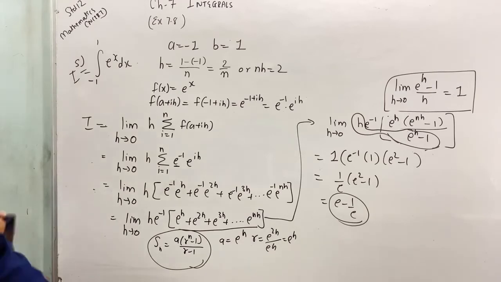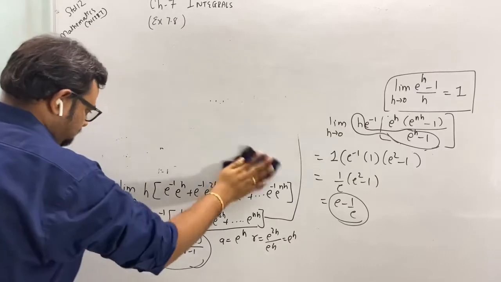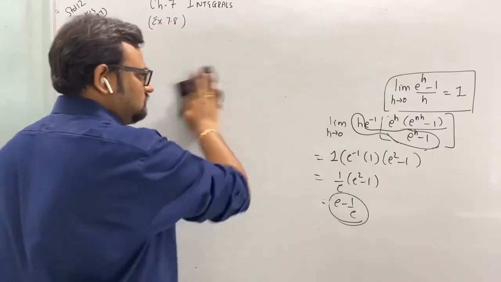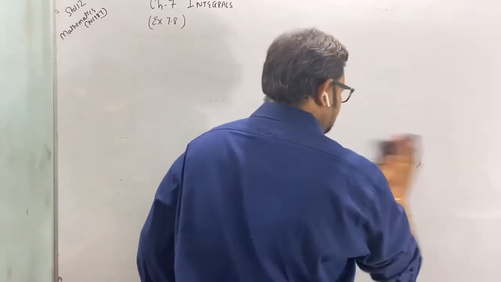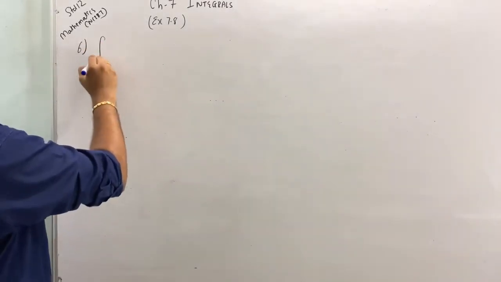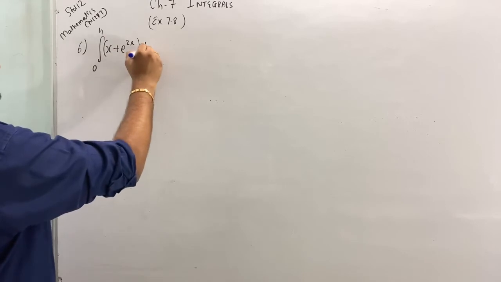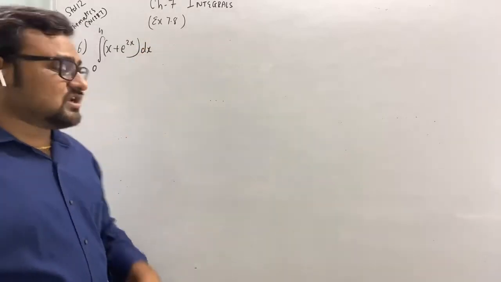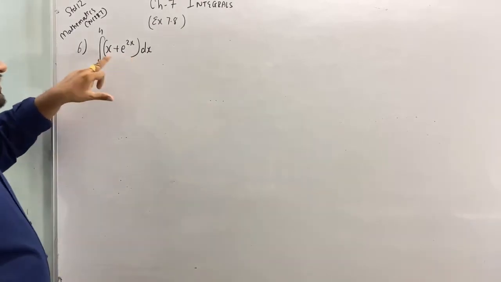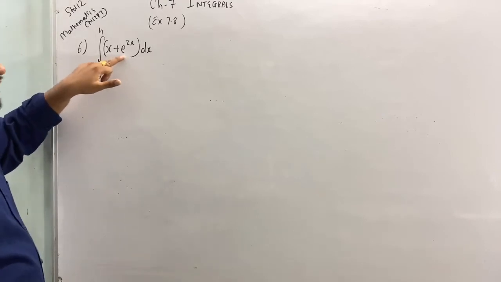Okay. Now let's move to the next question, that is question number 6. Integration from 0 to 4 of x plus e raised to 2x dx. Okay, so now there are two parts. One is x, another is e raised to 2x. So this one we will do based on questions 1, 2, 3, 4, and this one we will solve according to question 5.